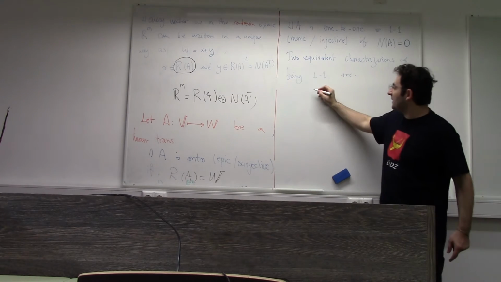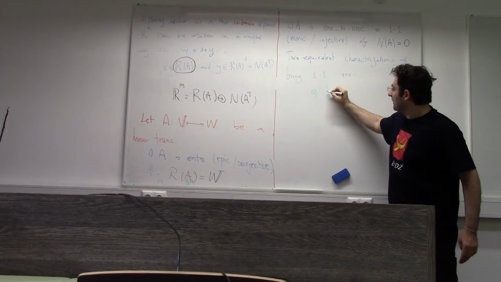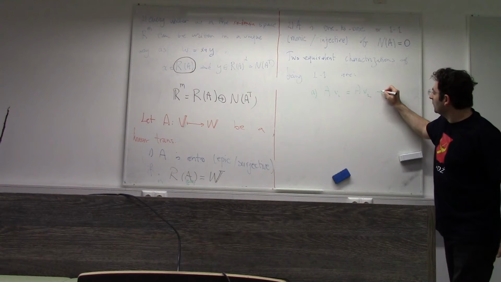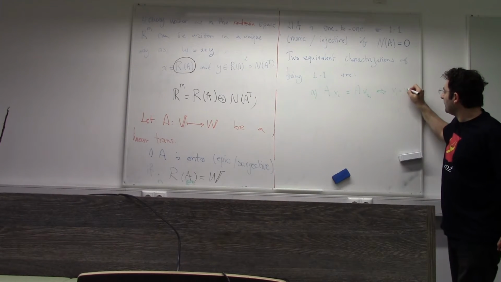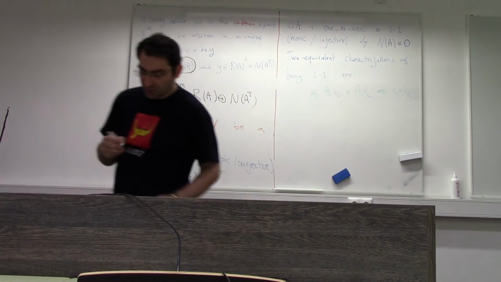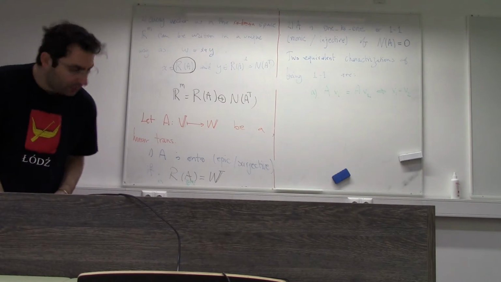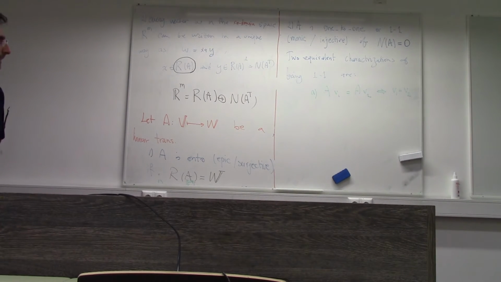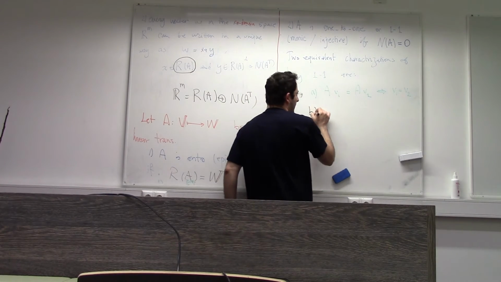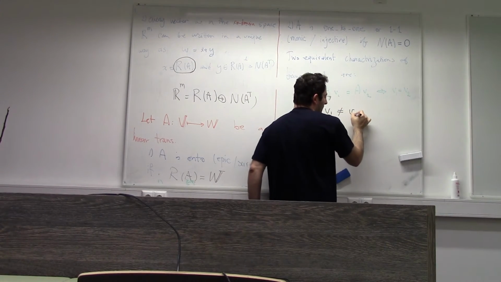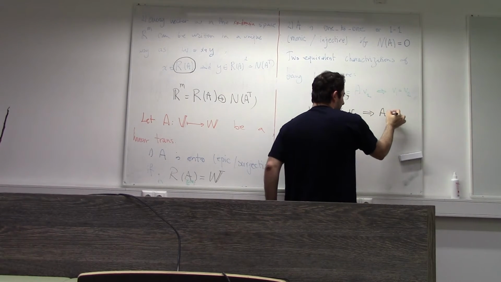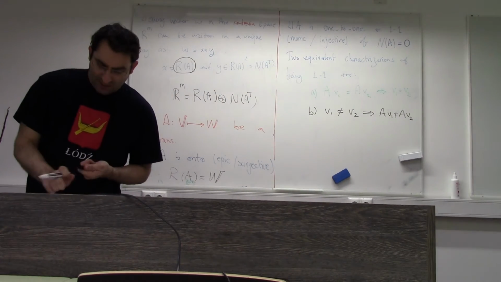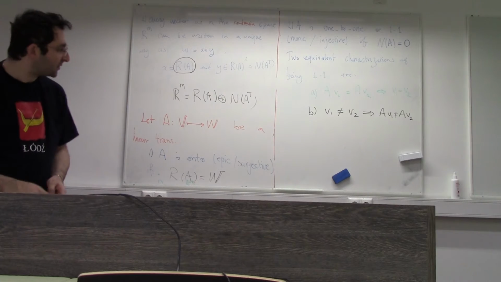Now the two ways of representing it: if AV1 is equal to AV2, then V1 is equal to V2. This is also a representation for one-to-one. Or, if V1 is not equal to V2, then AV1 is not equal to AV2. In some books they are using this type of notation.